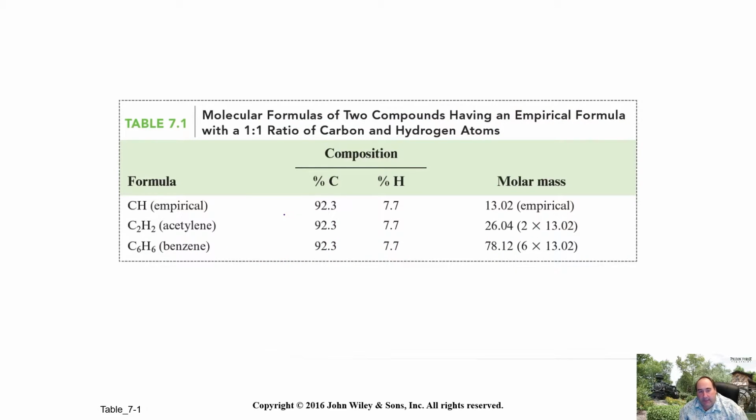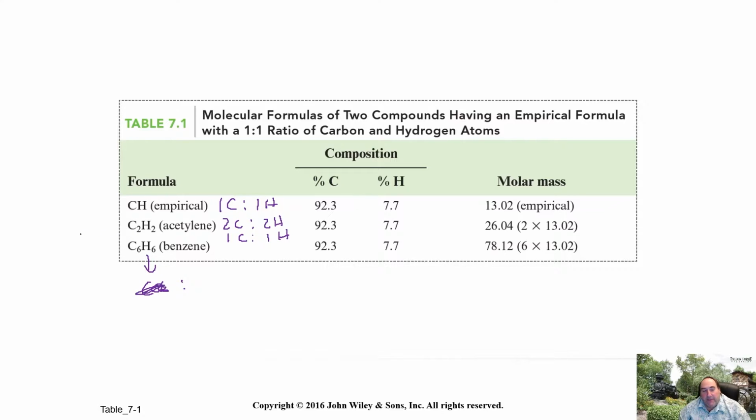So let's take a look here. Here's an example from your book of that exact sort of relationship. These are all basically a one-to-one relationship between carbon and hydrogen. This is definitely a 1 carbon to 1 hydrogen relationship. This is a 2 carbon to 2 hydrogen relationship, which if you reduce it down is also a 1 carbon to 1 hydrogen relationship.